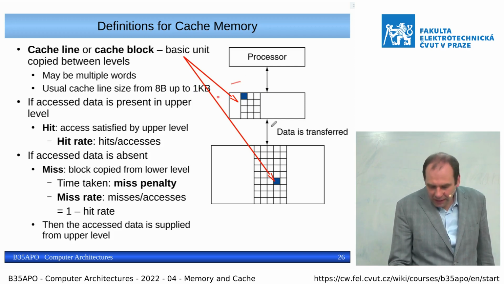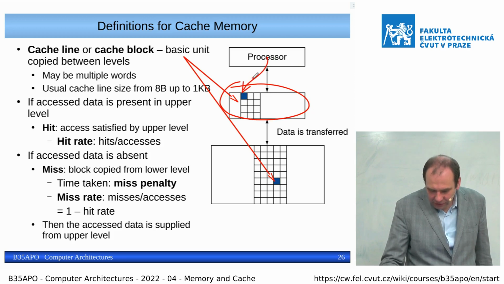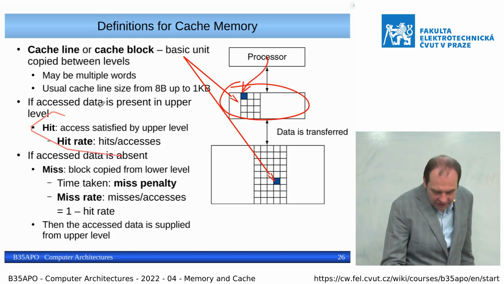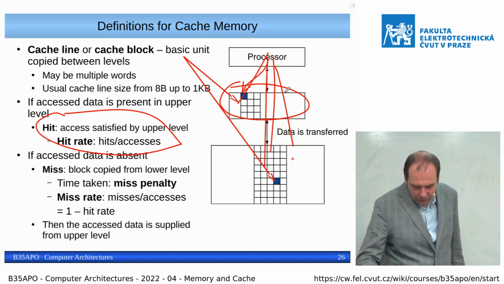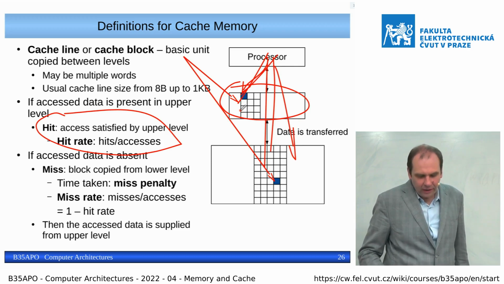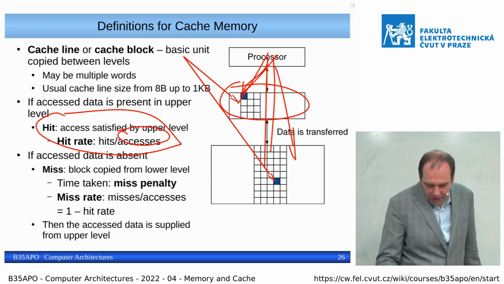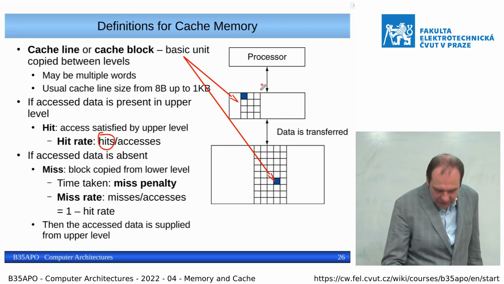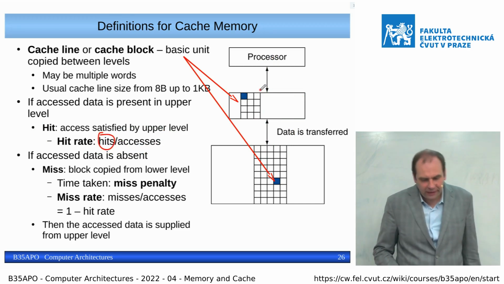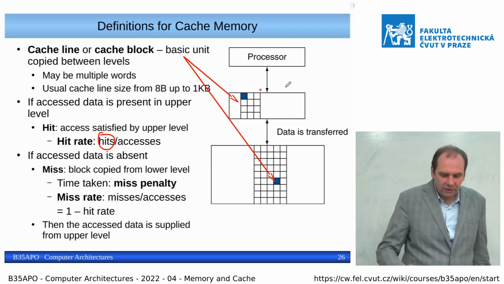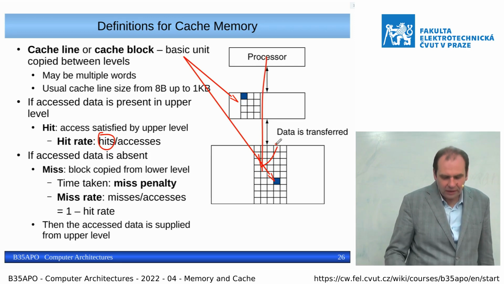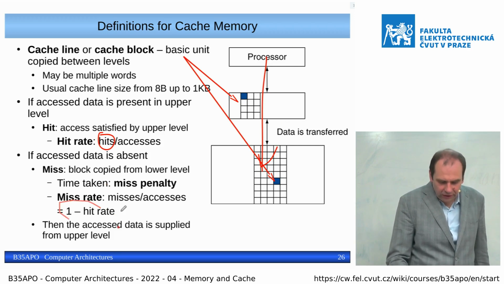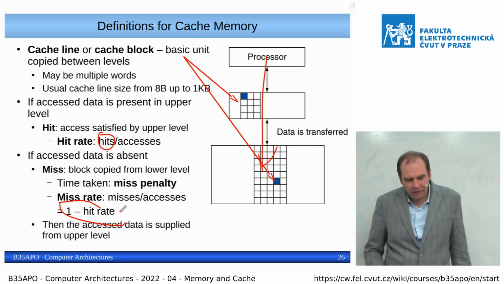So if the data are present in that memory, which is fast and near to the processor, then we say it is a hit, and we compute a hit rate. If you count all accesses from the CPU to the memory, and we know in how many cases we get data from the cache, that is called the hit rate. The rest of the accesses, which have to go to the main memory, are called misses, and because the total number of accesses is the sum of those two, the miss rate is 1 minus the hit rate.